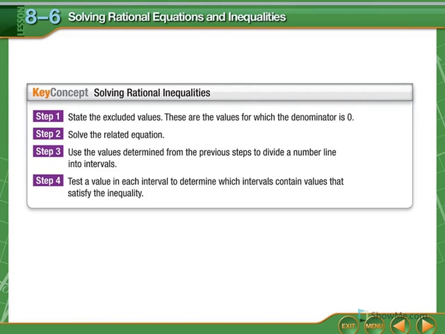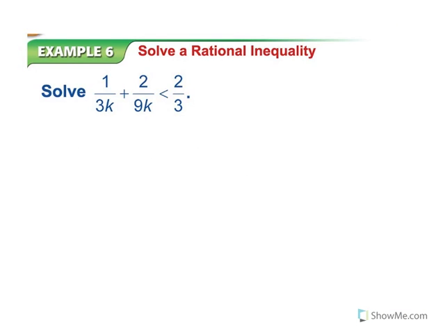And this brings us to our last key concept. We're going to be solving rational inequalities. First step, you have to state the excluded values. These are values for which the denominator is 0. Step 2, you have to solve the related equation. Step 3, use the values determined from the previous steps to divide a number line into intervals. And step 4, we're going to test a value from each interval to determine which intervals contain the values that satisfy the inequality.